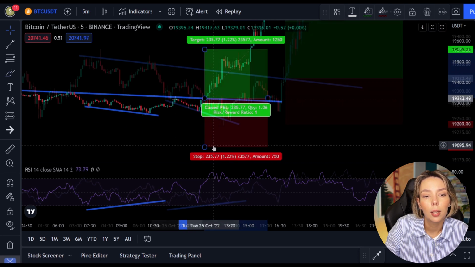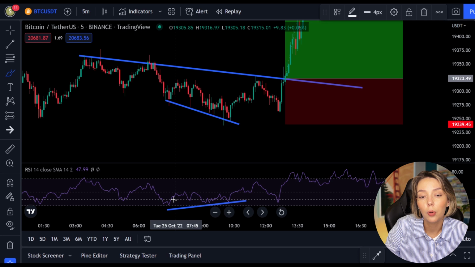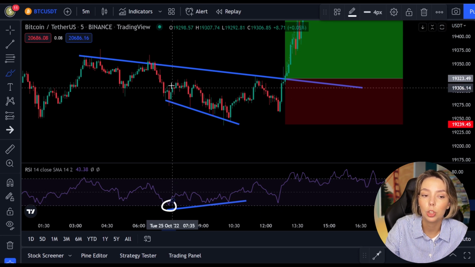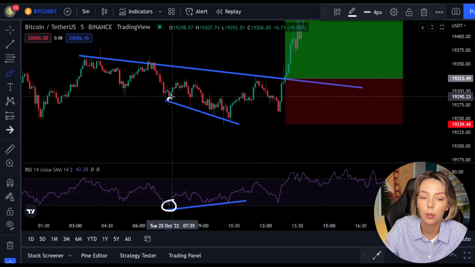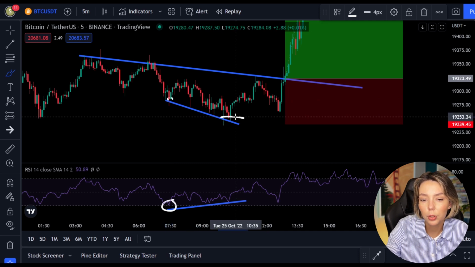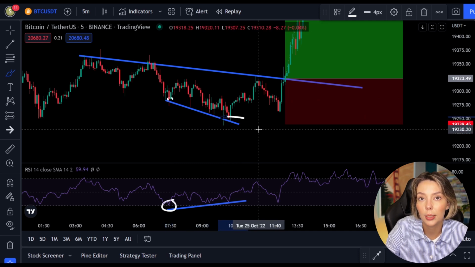Also, here we can conclude that you would have made a loss if you had immediately bought a position when the RSI dropped below the 30 level. So it's important to always wait for a divergence and a breakout.